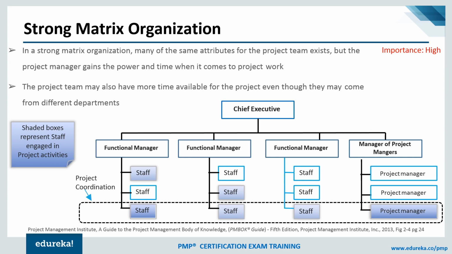They may still reach out to the functional manager for technical consultancy, but all the project related decisions will be taken by the project manager. The project manager will have full authority about the work, what is to be done. Staff will report to the project manager for all the project related stuff, and the functional manager will provide only the technical consultancy, and that too only when they are asked for it.